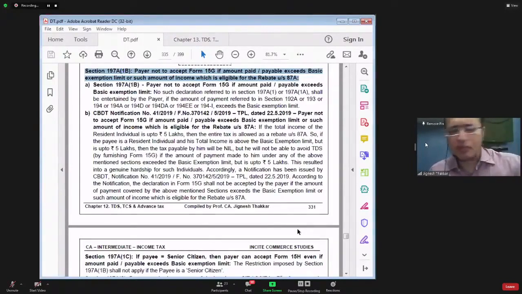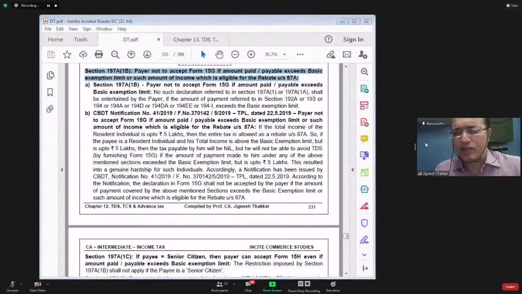In my case, I am submitting form number 15G. Will the bank accept my form number 15G and stop deducting TDS? No. The bank will say that your income is beyond the basic exemption limit. Your tax liability is not 0, so we will not accept your form number 15G.